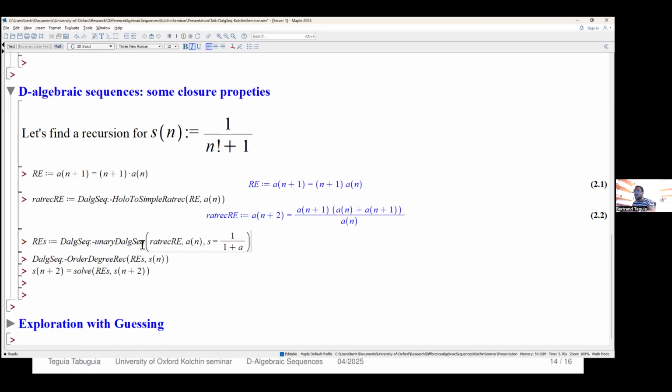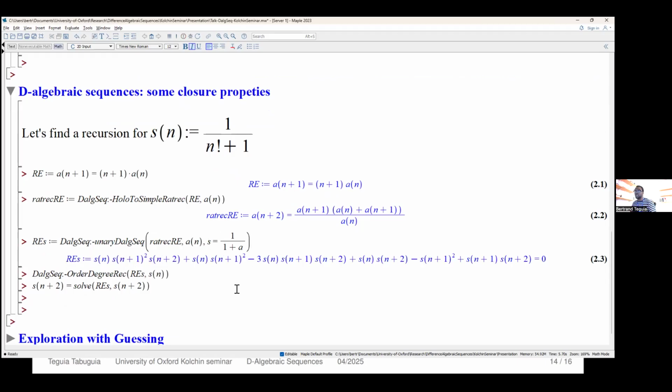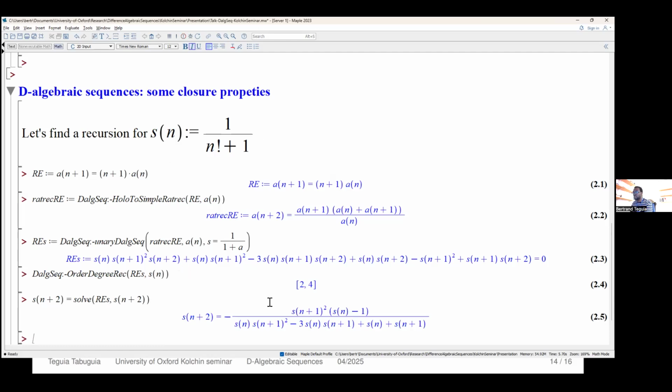You ask the code to compute an equation for S, where S is 1 over 1 plus a. And you get this. This is a difference equation of order 2 and degree 4. And as you can see, it is also linear in its highest shift. So you can write this recursively like this.